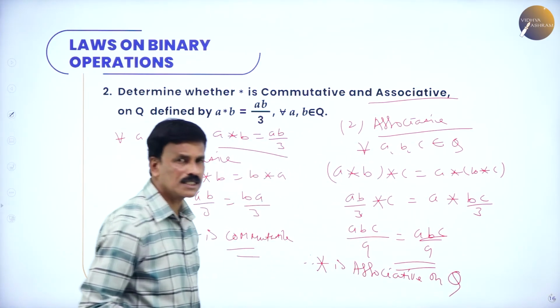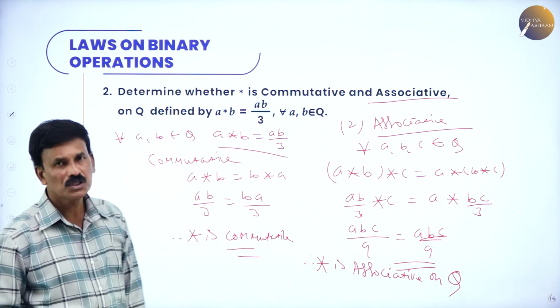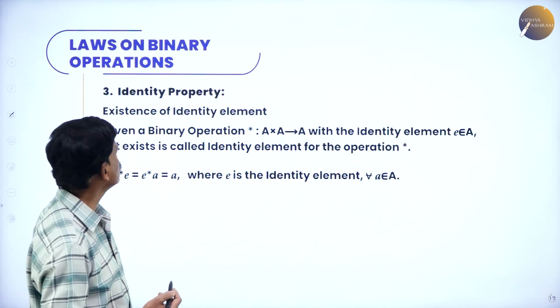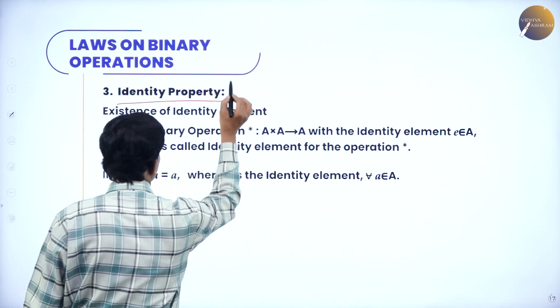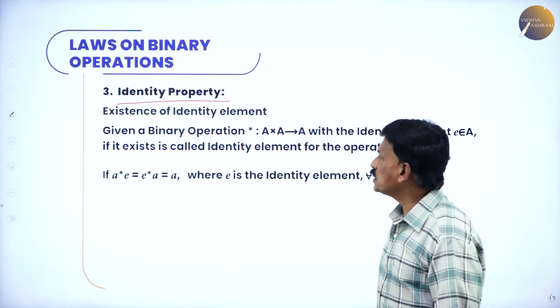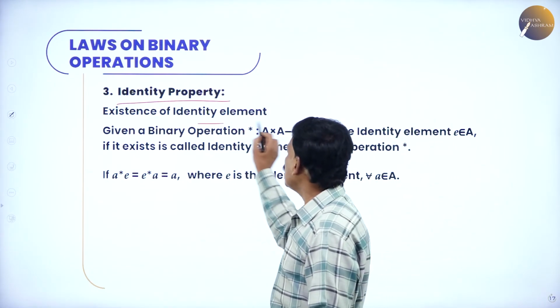Associative on Q. That's it. So, if you do this much, you will get 2 marks. Very simple. Now, let us come to the next property. Third one is identity property, that is, the existence of the identity element.